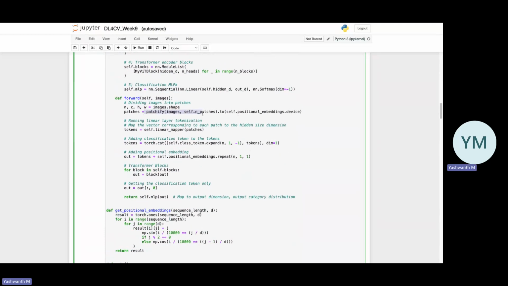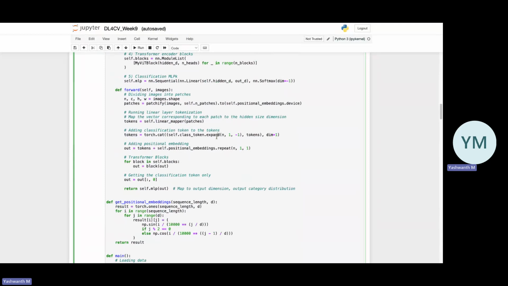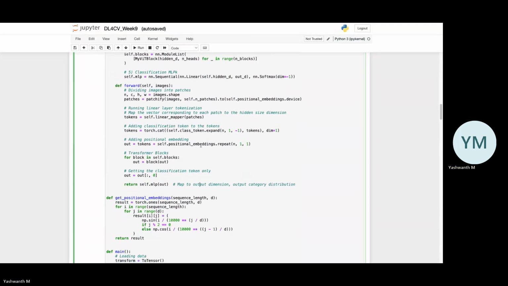So the patchify part is followed by a linear mapper, converting the patches to the representations, and finally the tokens. And we add positional embeddings. And here the layers of the blocks is what is being implemented like this. And we just take the CLS token output and take the MLP and do the classification.